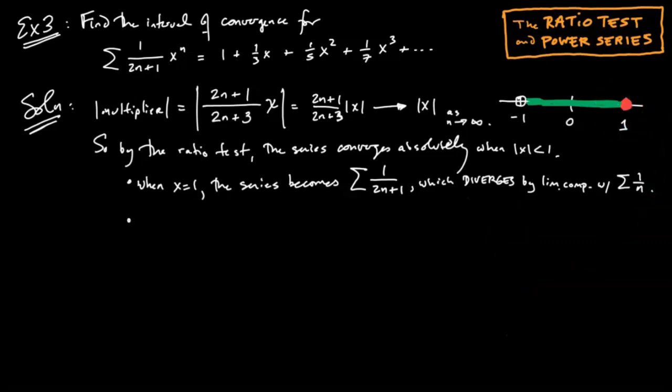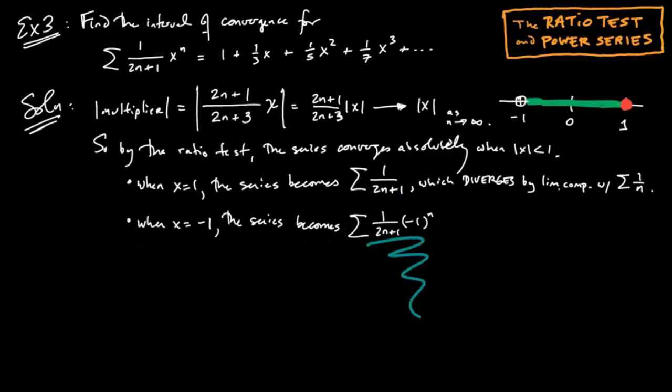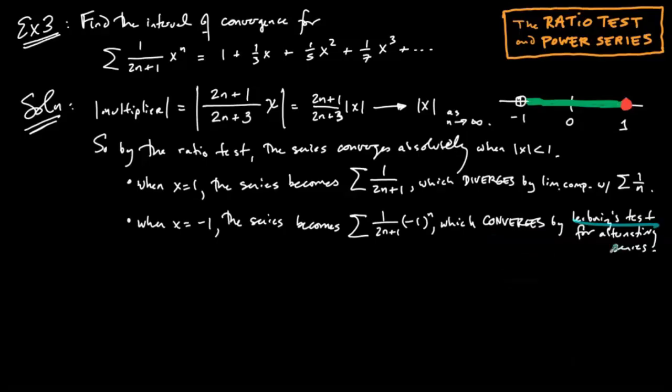And we still have to check the other endpoint, which is when x is minus 1. And when that happens, the series becomes this fine fella. Oh, this is an alternating series. And in fact, the magnitude of its general term vanishes as n goes to infinity, and vanishes monotonically at that. So the series becomes this series, which converges by Leibniz's test for alternating series. So when x equals minus 1, we get convergence of our power series.